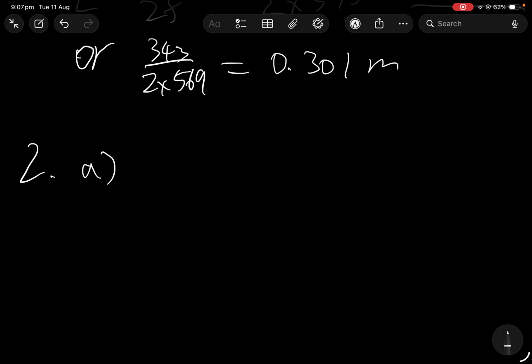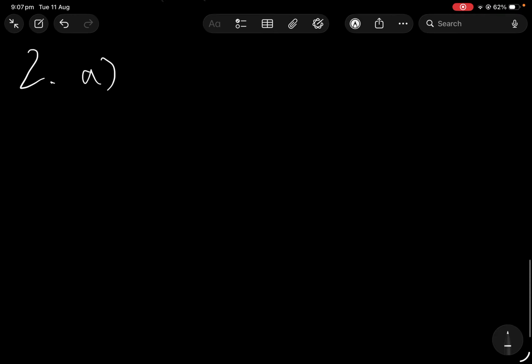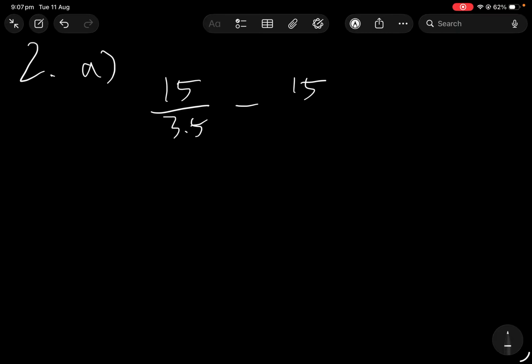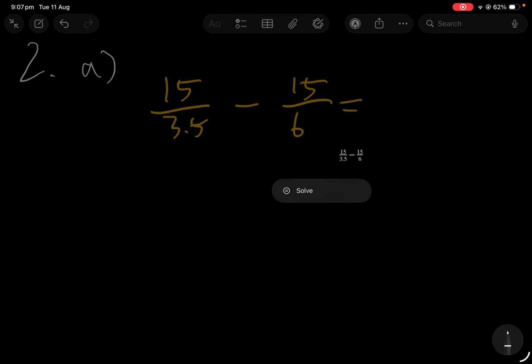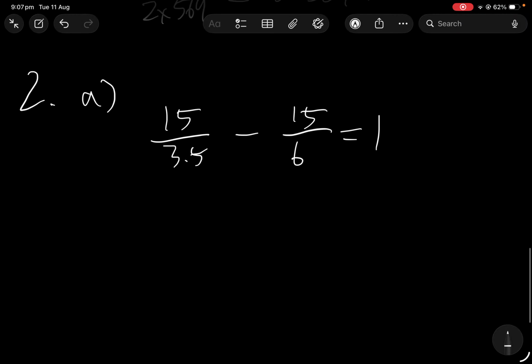S waves travel slower, so they must have a longer time. Because 15 is the distance, we take 15 divided by 3.5 minus 15 divided by 6, which equals 1.6979 seconds.